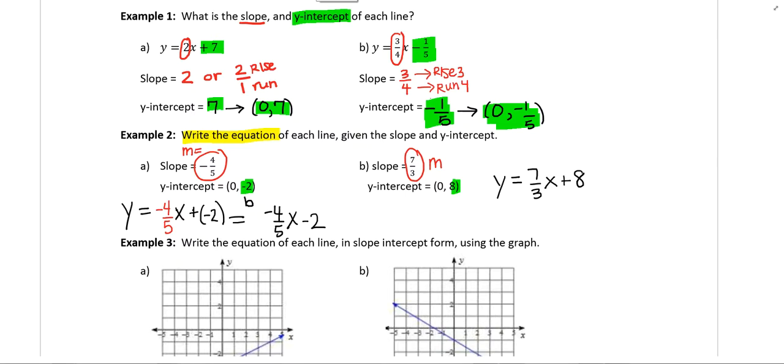Okay, so they give us a slope of 7/3. So that is the number that you put in front of the x. It's the coefficient of the x. And then the y-intercept is 0, 8, so 8 is going to be adding after.